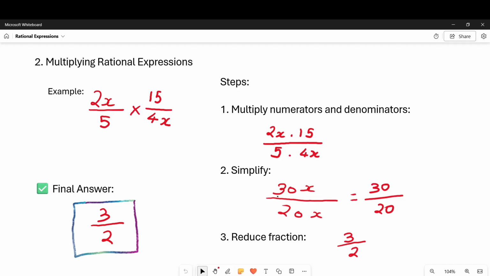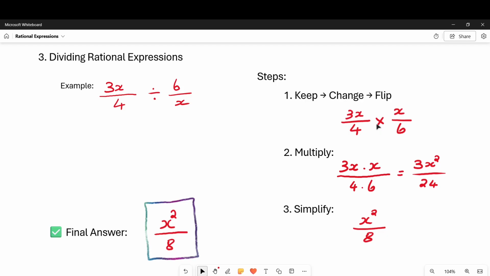From here we can cancel out x and x. So both are cancelled out, and we get 30 by 20. Again, reduce the fraction. As much as you can, reduce it into a simpler form. Here we can factor out 10: 3 times 10 and 2 times 10. So 10 will be cancelled out and we get 3 by 2. This is the final simplified form of this expression. This is how we multiply two rational expressions.